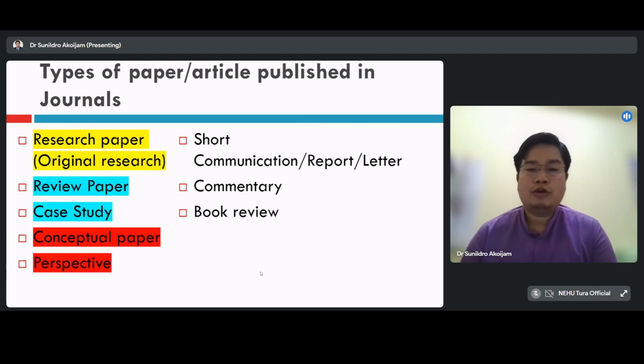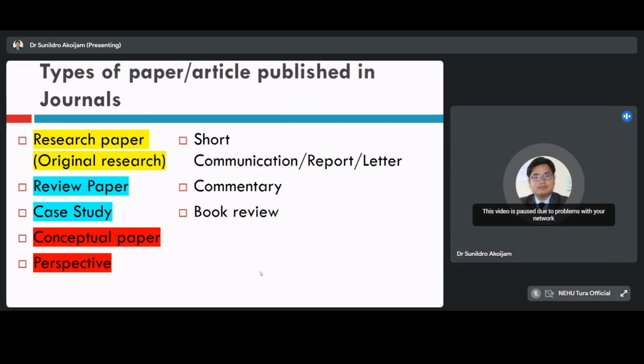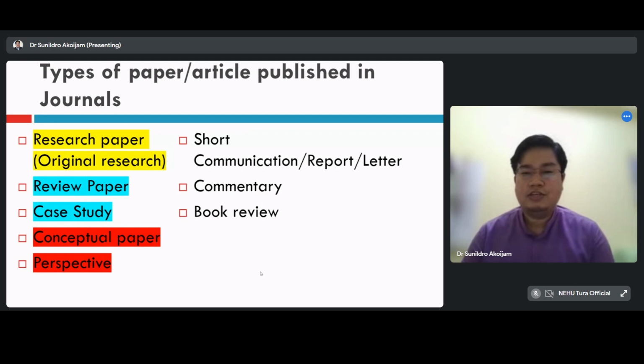Okay, the first one you see: short communication, result report, letter. These are short reports or brief reports related to something published recently, and maybe the editor feels that the findings of that article may be useful for different stakeholders. So maybe he needs to publish it in the form of a brief report. He can publish it in the category of short communication, and it is very short in nature in terms of word count and content. Those are the categories of short communication, report or letter, which you sometimes find in some journals.